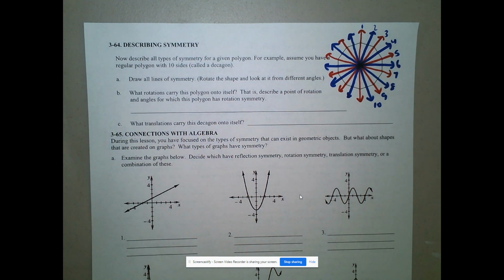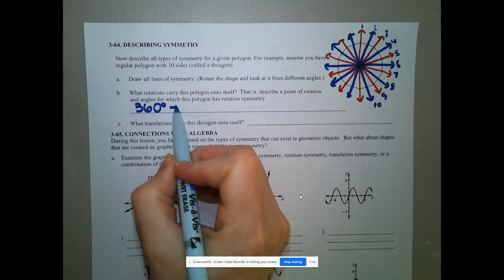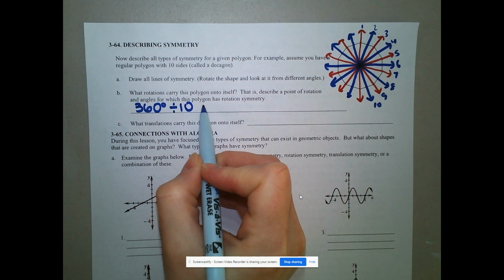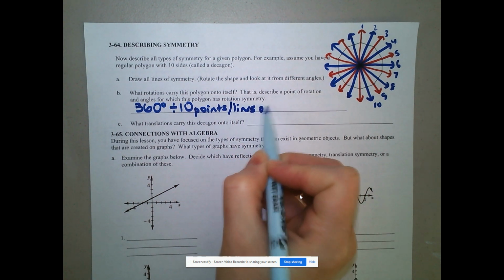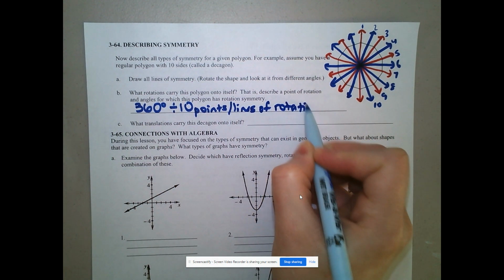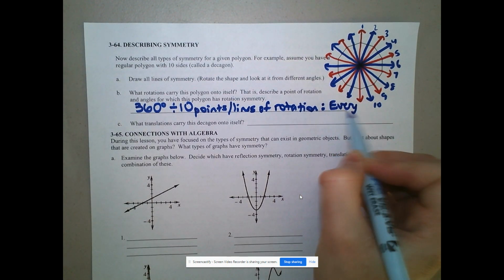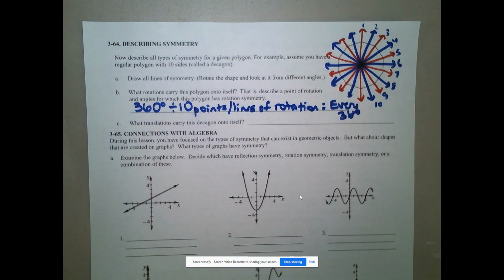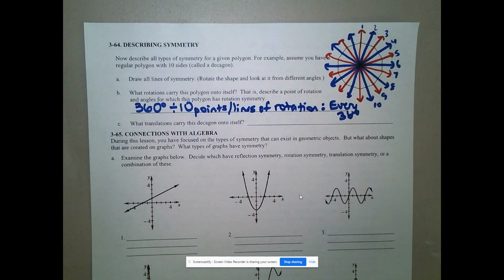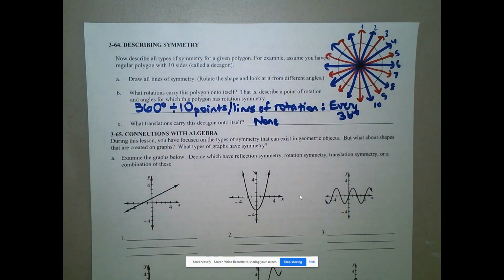What rotations carry this polygon onto itself? So what we would do is we would say 360 degrees is a full rotation. Since there were 10 lines of symmetry, we're going to divide it by 10. And so 10 points or lines of rotation. And we would get that this shape has rotational symmetry every 36 degrees. So 36 and then 72 and so on. What translations carry this decagon onto itself? None. If I move it, it has moved. It is not the same decagon and not in the same location.